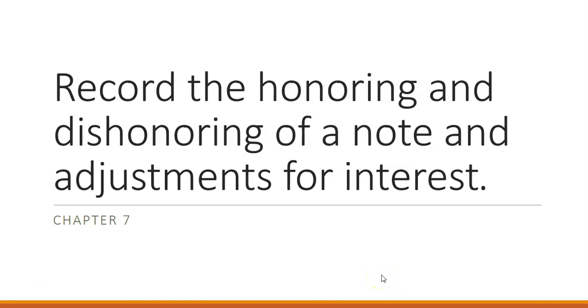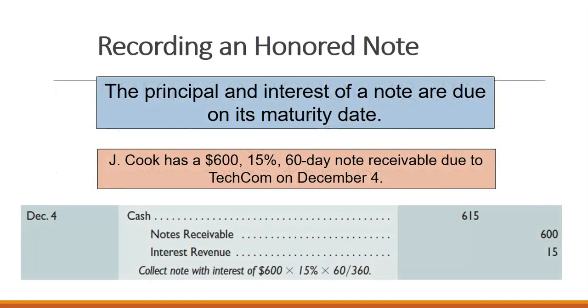Now we're going to look at the journal entries for notes and interest accumulation. So on December 4th, we have principal and interest of a note due on its maturity date. We have a $600 60-day note receivable with a 15% interest. So we receive cash of $615. 600 is for the note and 15 is for the interest revenue related to that note.